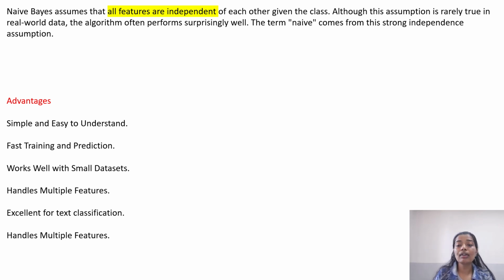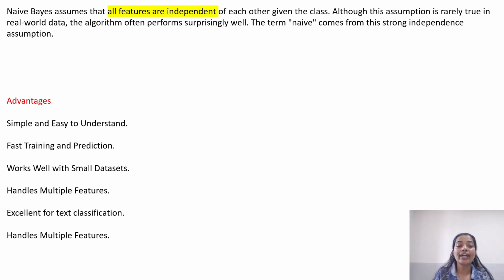Then it can handle multiple features, but that doesn't mean there should be 100 or 200 features. But multiple features can be handled. Then the very important application of naive Bayes is in text classification.